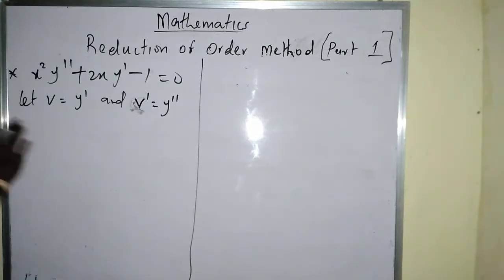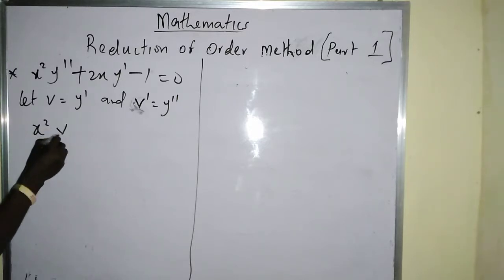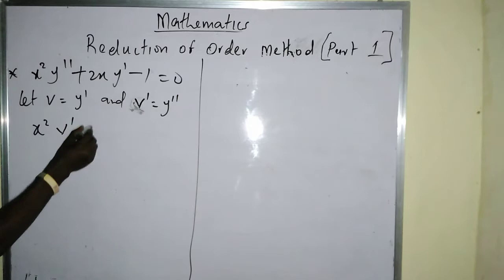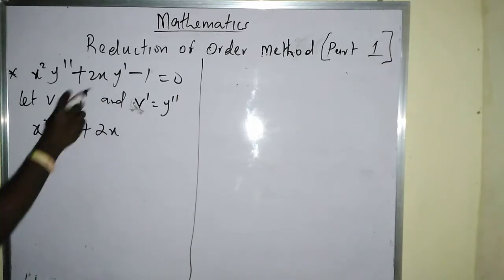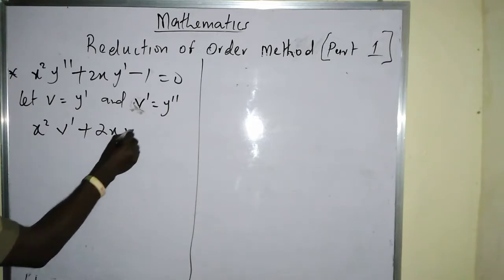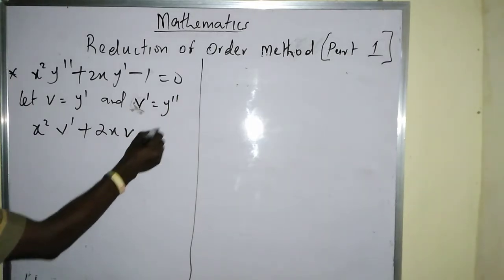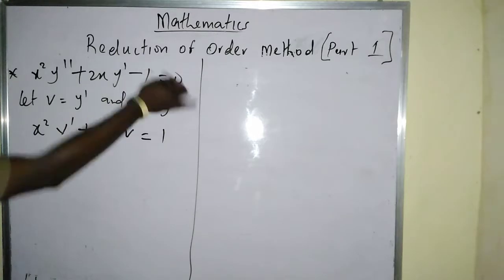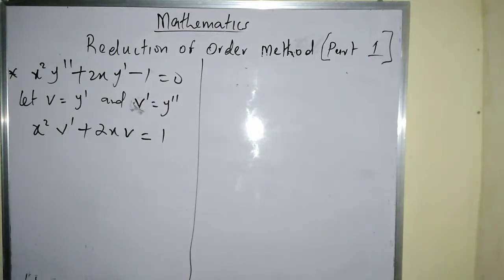Now, what I'm trying to do, I've reduced this by order with the help of my definition at the beginning of the class. Now, since I have this, I can now say that my x squared v prime, plus 2x, and also I'll be having my v equals to 1. I've added 1 to both sides.